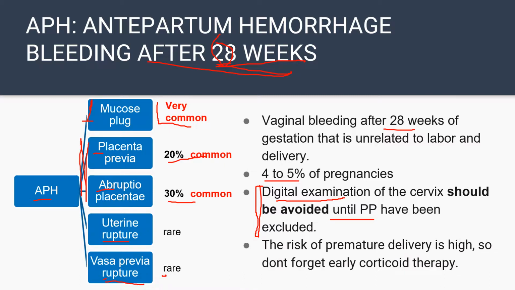And the last important general thing about APH is that the risk of premature delivery is very high in this situation. Maybe we don't know the diagnosis between all of these, but if the mother is preterm, below 37 weeks, don't forget to start early and prompt corticoid therapy. We cannot lose any hour. Every hour that we lose is time for the fetus to mature the lungs that we lose. So it's very important here not to forget the corticoid therapy.